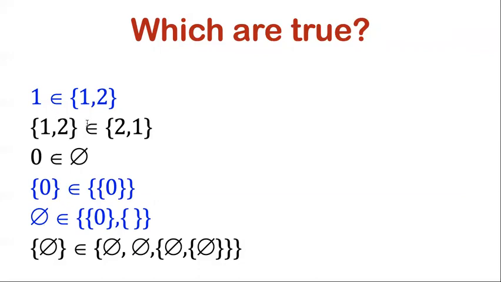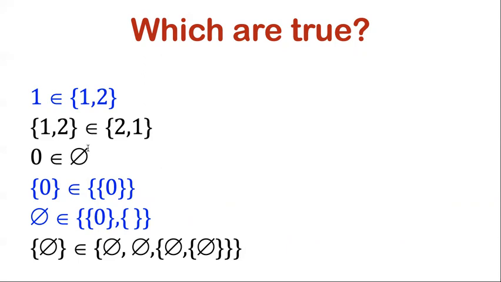Now, is this thing an element of that? The answer is no, because this is a set right here containing the numbers 1 and 2. It is not an element of the set containing the numbers 2 and 1. Order doesn't matter in sets. So really, this set over here on the left is the same as this set over here on the right. And this set is not a member of itself. If this were the identity predicate, this would be true. But this membership predicate, this is false.